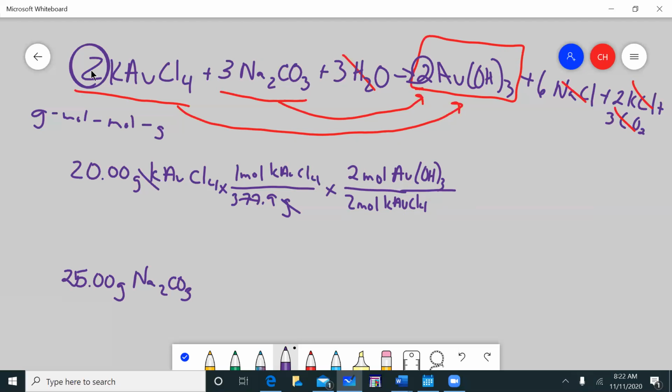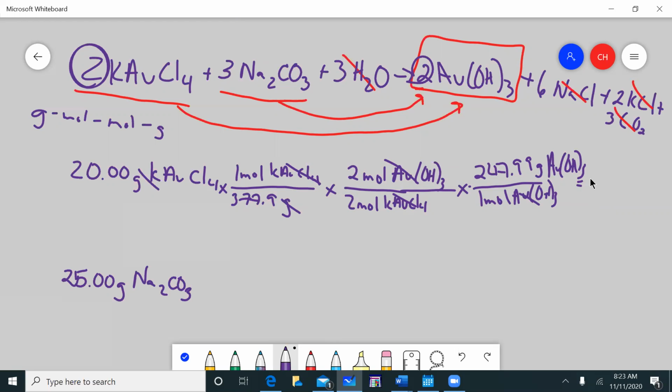That doesn't work for grams. That's not saying 2 grams of this, 2 grams of this. It's got to be in moles. From there, we're going to turn this thing, our product, back into grams. So for every 1 mole of AuOH3, this thing weighs 247.99 grams of AuOH3. So the moles of the reactant canceled, the moles of the product canceled.